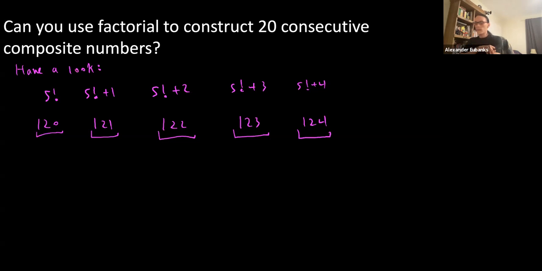Now, is that a coincidence? Is there something I have to be careful with? But here's a small example of a way of thinking you might want to consider. When I start with 5 factorial, I was able to use that to get 5 consecutive composite numbers. But keep factoring in with factorials in mind. Be careful. But there's an idea.